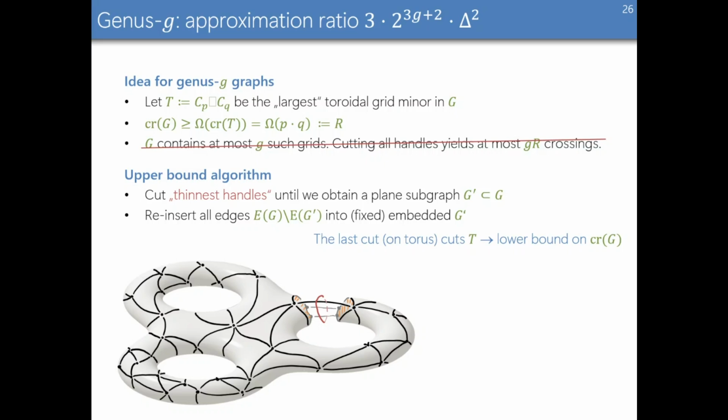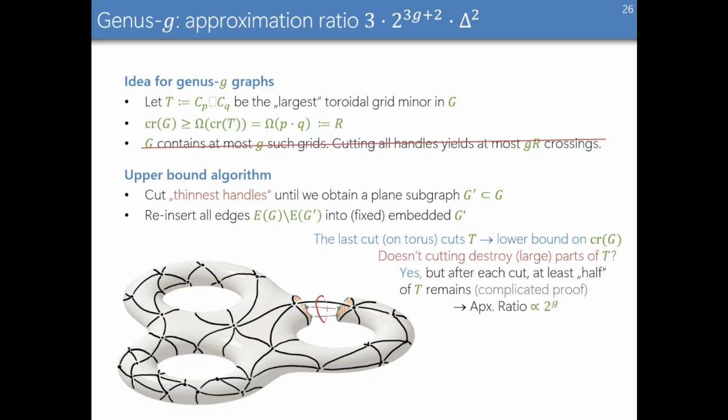The thing is, that's not true. It could be that the second to last cut is much larger than the last cut, because while you are cutting, you're not cutting nice handles, you're cutting just anywhere on the surface where it's not too dense, which means you probably cut away parts of your large toroidal grid that is in the graph. Every time you cut away a bit of the largest grid in there, and in the end, the large grid is not there anymore, because you ate away from it piece by piece.